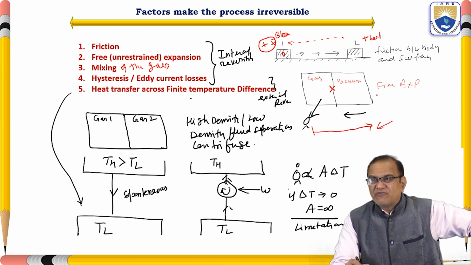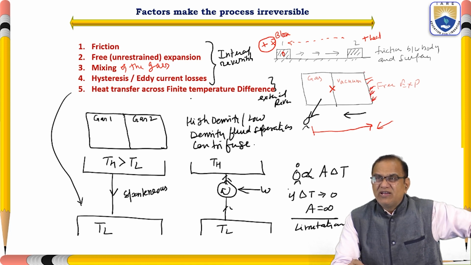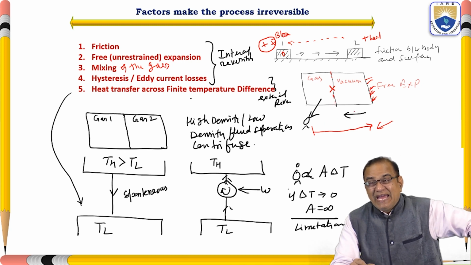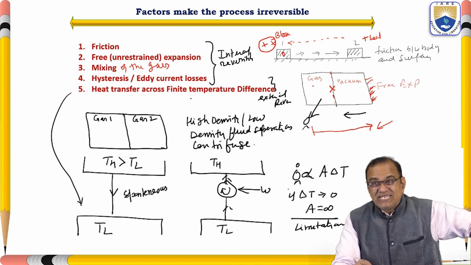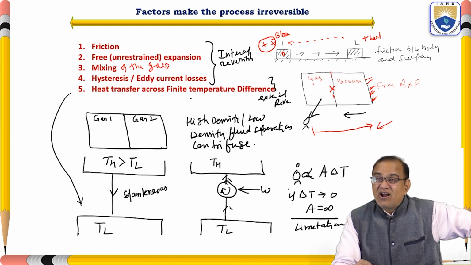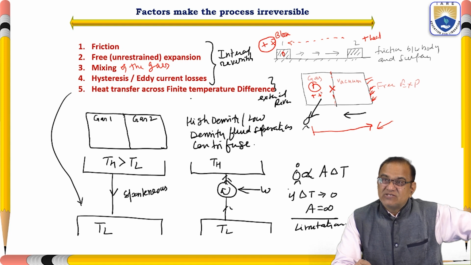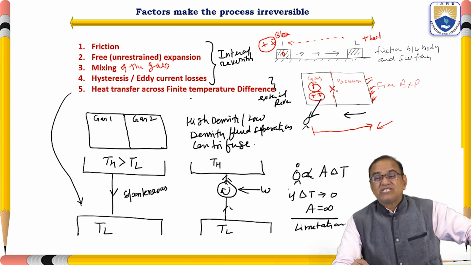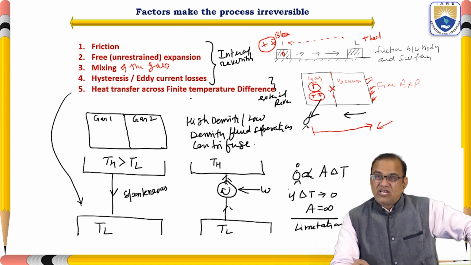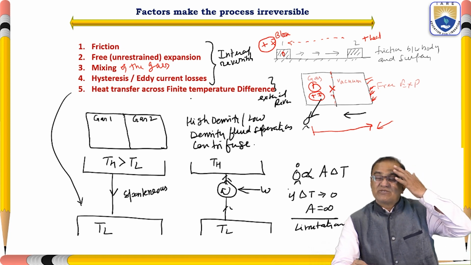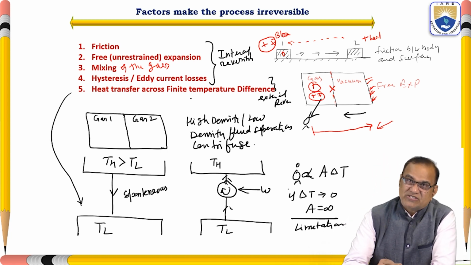Now if you press it from this valve, it will again come to this position. But by coming to this position, it will not be in the same state as it was in state 1. It will have some additional heat because of the expansion. So this is also an irreversible process. Your free or unrestrained expansion is also an irreversible process.